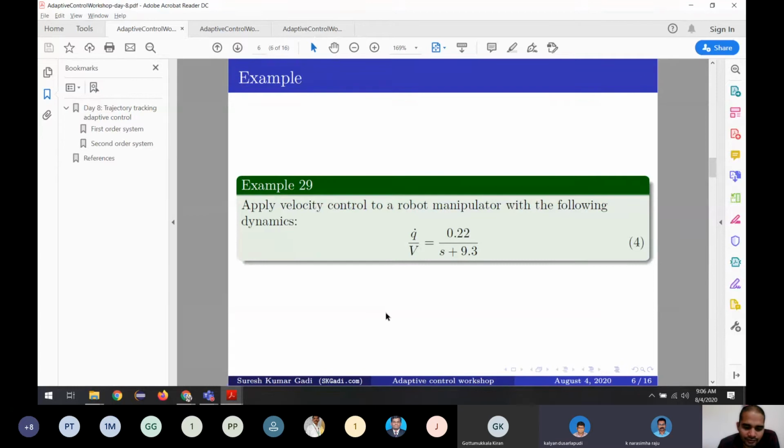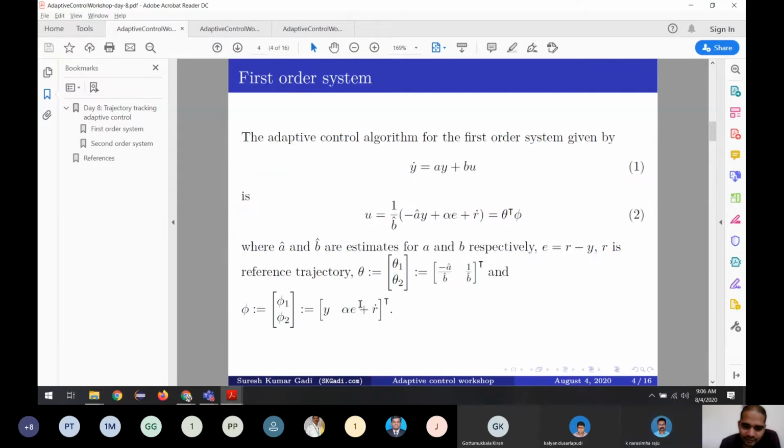Professor Suresh, before proceeding, we have used the same algorithm for even parameter estimation, right? The least mean square. I think the same algorithm has been used for parameter estimation. Is it the same algorithm? It is similar, sir. Similar, okay. Because if you see, the phi is different.